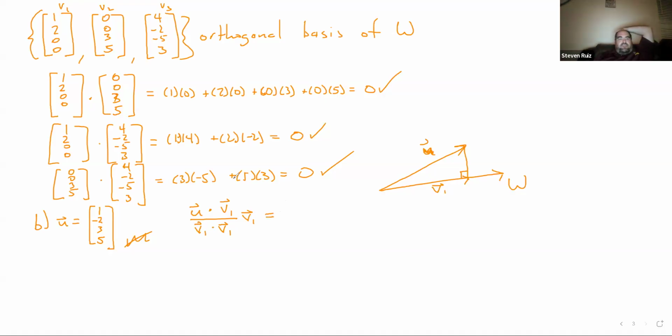So what is U dot V1? 1 times 1 is 1. Negative 2 times 2 is -4. 3 times 0 is 0. 5 times 0 is 0. So 1 minus 4 over V1 dot V1. So 1 times 1 plus 2 times 2, that's 5. And then whatever that ratio is, we'll multiply that by V1. So V1 is 1, 2, 0, 0. So I get negative 3 over 5.